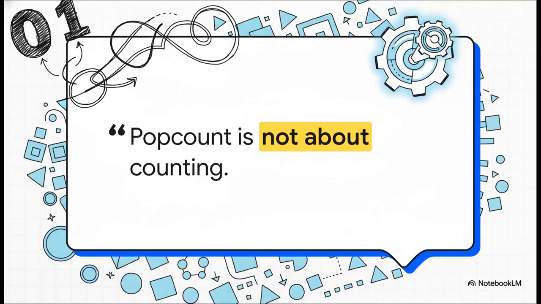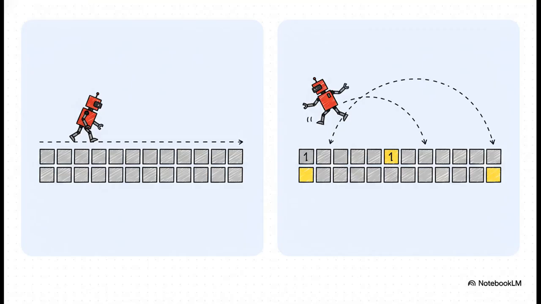And that brings us to what I think is the most important idea in this entire explainer. Popcount isn't really about counting at all. That's just what it does on the surface. The real difference is in the mindset. The naive way is what we'd call looping blindly, just grinding through every single bit, whether it's a 1 or a 0. The more elegant approach is about exploiting structure.